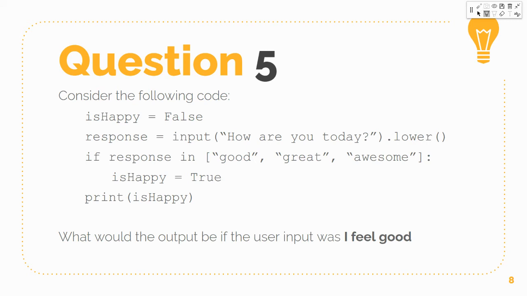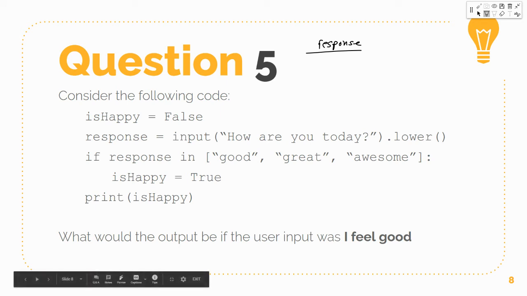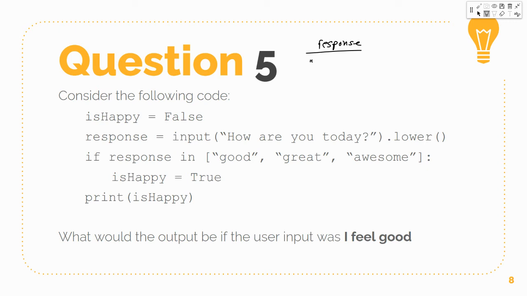Okay, so looking at this question, we have is_happy is False. Response: how are you today? The person is going to put in "I feel good." So in terms of keeping track of what response is, I would write it up here on a piece of paper: response. That's the variable name. What is the value of it? Well, the response is going to become this thing, but lowercase. It's getting this because that's what the user types in, and we're lowercasing it right away as it gets loaded or saved in response. So it is "i feel good" in lowercase now. No punctuation, whatever, the spaces are there.